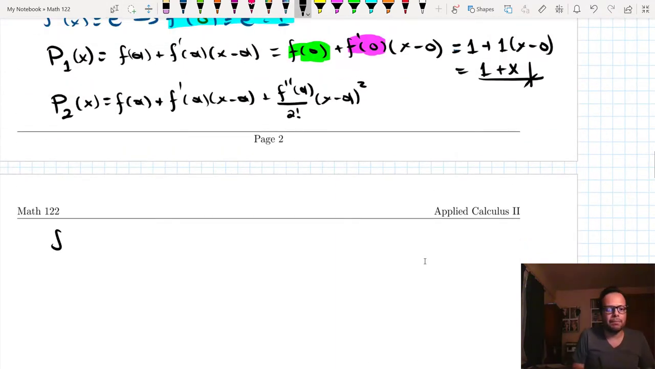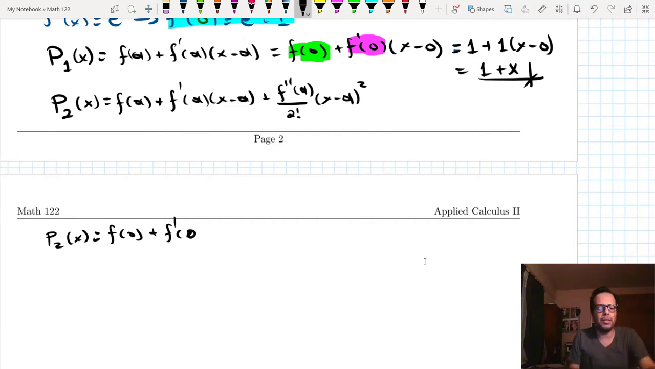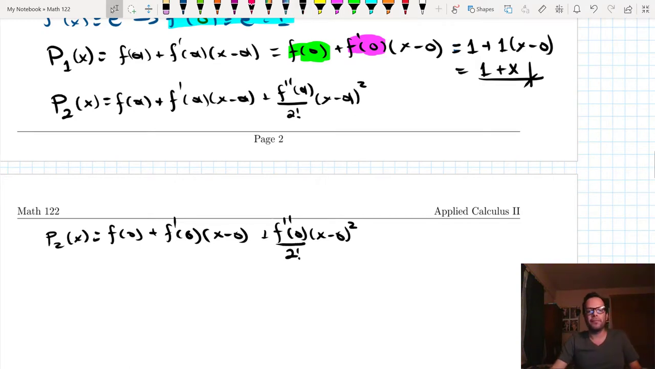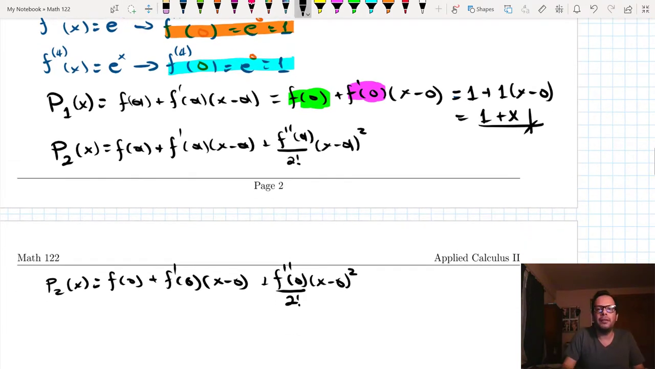So P sub 2 of x equals f of 0 plus f prime of 0 times x minus 0 plus f double prime of 0 times x minus 0 quantity squared. Don't forget to divide by 2 factorial. Okay, so again, color coding. We said f of 0 was the quantity in green. f prime of 0 is the quantity in purple. And what about the double prime? That's yellow.